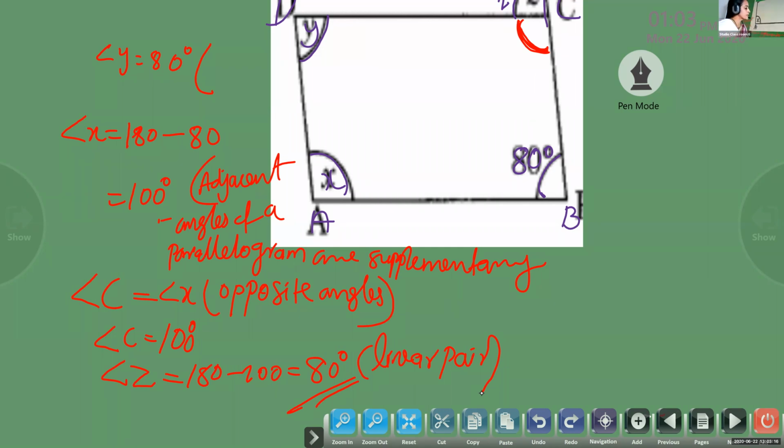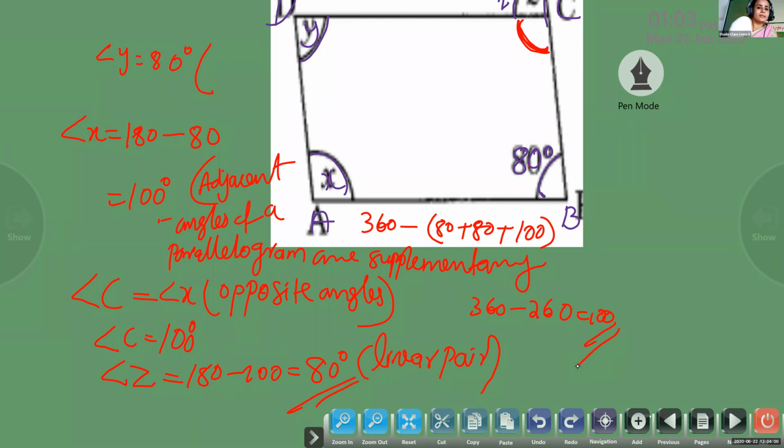Ma'am, if we do it like 360 minus, correct or no? Ma'am, but we are getting minus 80. Not minus 80, 360 minus the other angles: Y is 80 and this angle also 80 and X is 100. So it is how much? 260. 360 minus 260, ma'am, 100. Correct. That way also both are the same.